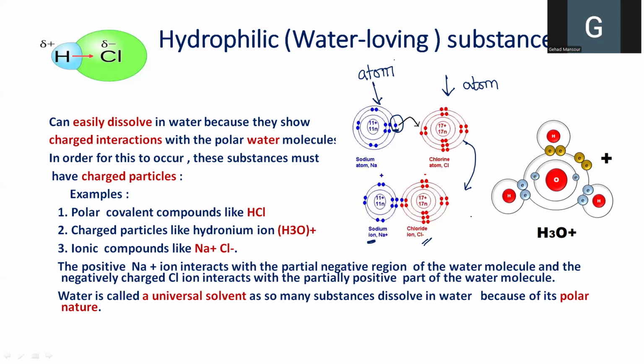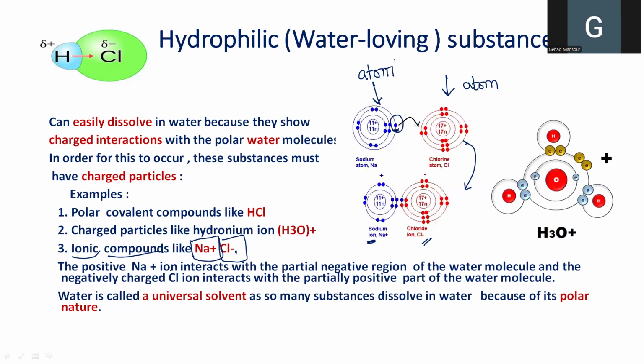So sodium chloride is an ionic molecule. It is an ionic compound. Why is it ionic? Because it consists of ions. Why is it a compound? Because it consists of two different elements, sodium and chlorine, but in the ionic state.